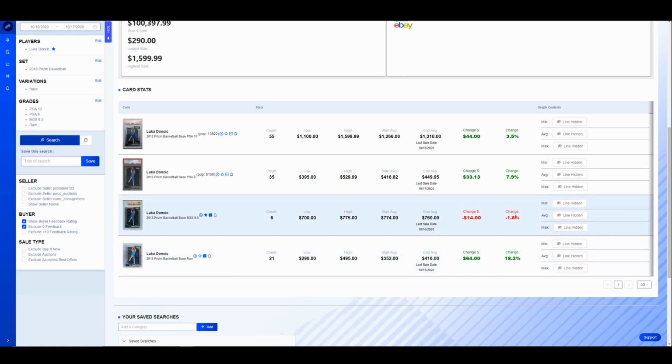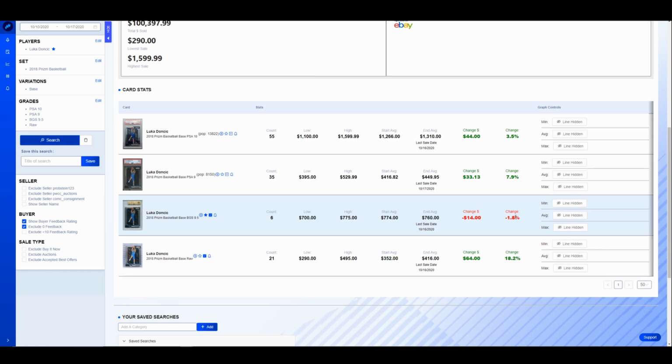BGS 9.5s typically lag behind even more so than PSA 9s, so this isn't that surprising. But if you're looking to get good deals on just about anybody, BGS 9.5s are a great buying opportunity. I'm probably going to do a video on BGS 9.5s in general, kind of like how we talked about the PSA 9s as being underrated fairly recently. I think we might dive in and do the same on BGS 9.5s.